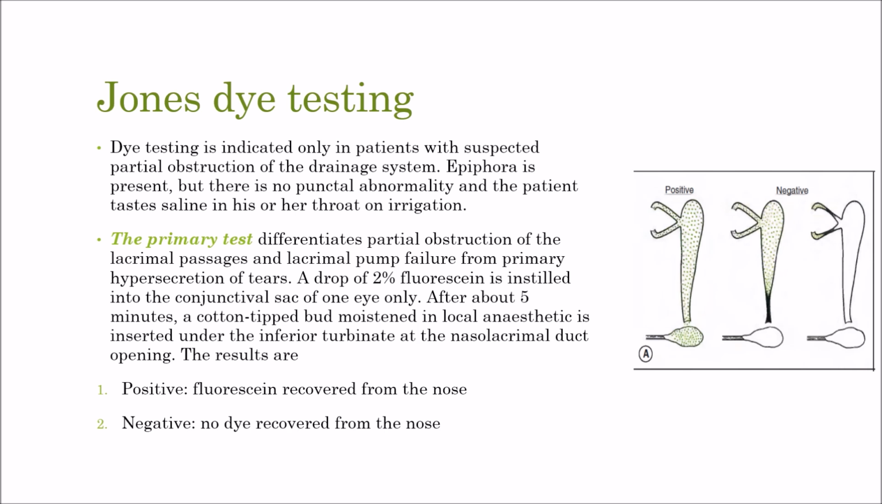After about 5 minutes, a cotton-tipped bud moistened in local anesthetic is inserted under the inferior turbinate at the nasolacrimal duct opening. The results are interpreted as follows. It's negative if the fluorescein is recovered from the nose and it indicates patency of the drainage system. Watering is due to primary hypersecretion and no further tests are necessary, as it is shown in the figure here. The positive test, the fluorescein enters the whole drainage system and it is then recovered on the cotton bud.